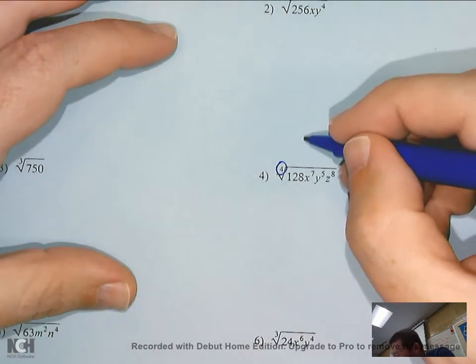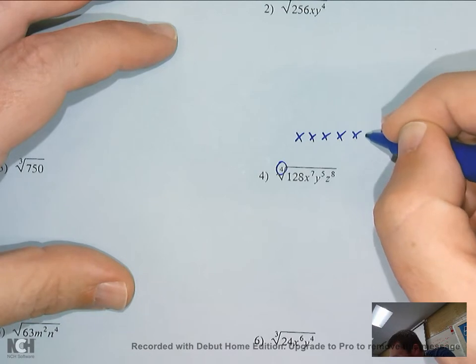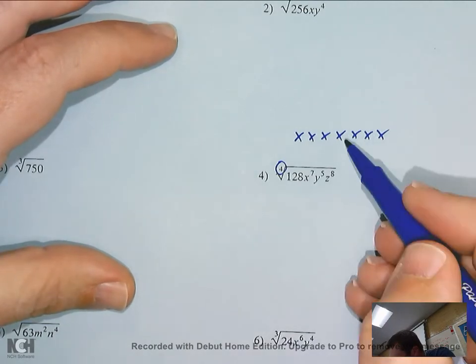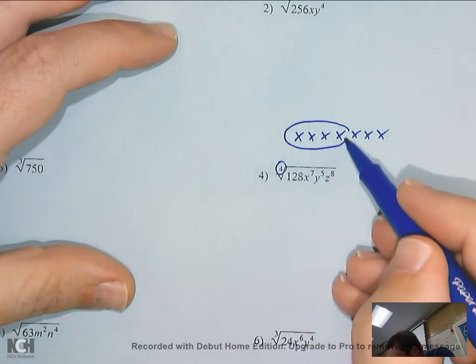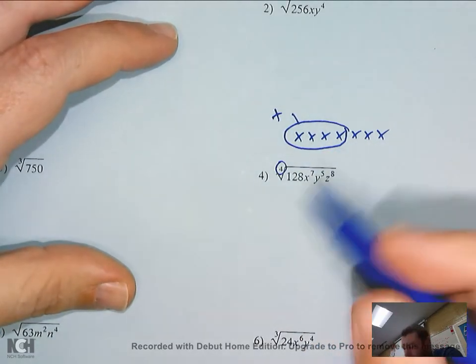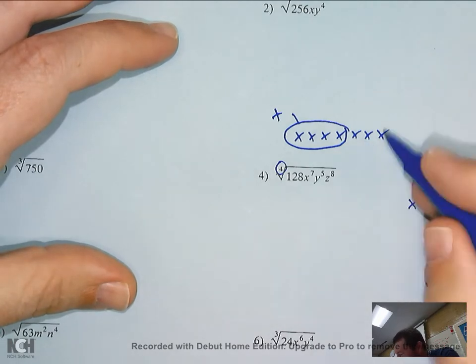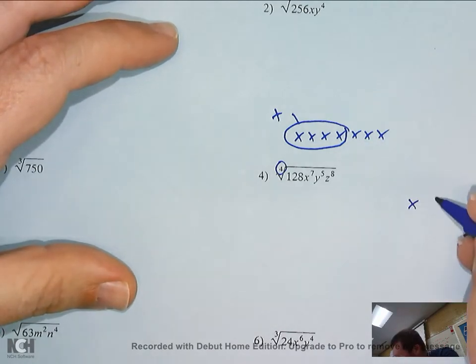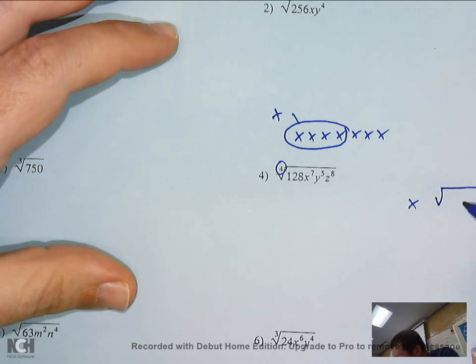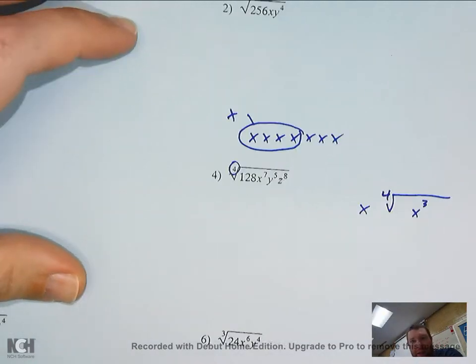So again, just to kind of show you what I'm doing, there are seven x's. Okay, so I have a group of four right there, so I can take out one x. That leaves three x's underneath. So I'm going to have one x in front, and then in my root, I'm going to have some number there, and then I'd have x to the third. Okay, that's a fourth root. That's basically what I'm doing.